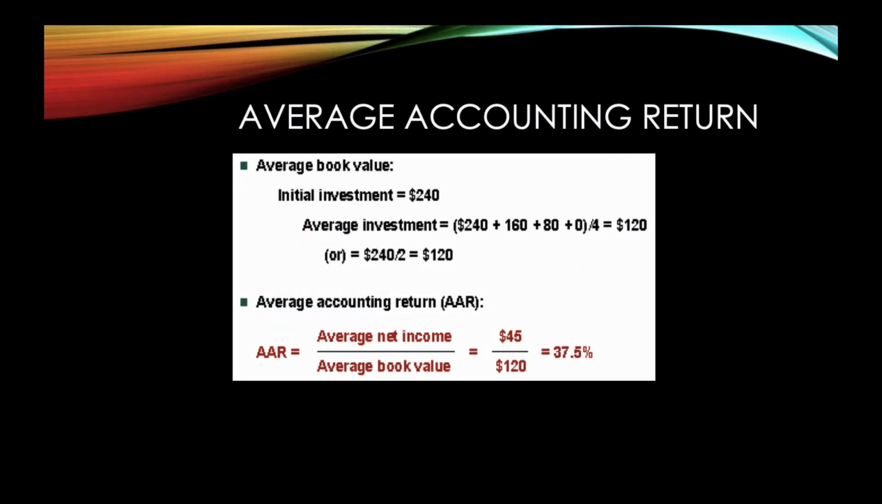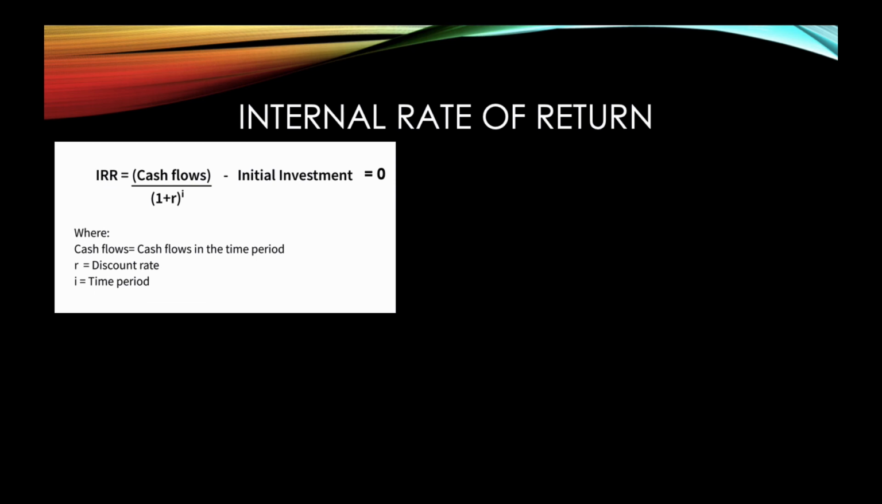Here, coming to an example. In the example, the initial investment is $240. The average investment is $120, so the average book value equals $120. The average income is calculated by adding the cash inflows of all years divided by the number of the years. So, the average net income equals $45. So, the AAR rate equals 37.5%.